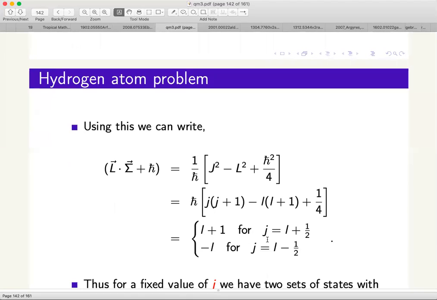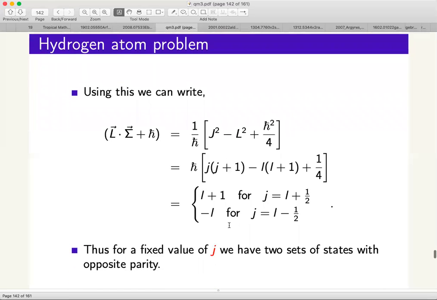And we find that whenever J is L plus half, then sigma dot L plus H bar has a value L plus 1. And whenever J is L minus half, then the eigenvalue is minus L. I forgot to write the H bar factor, so there should be this times H bar and minus L times H bar.